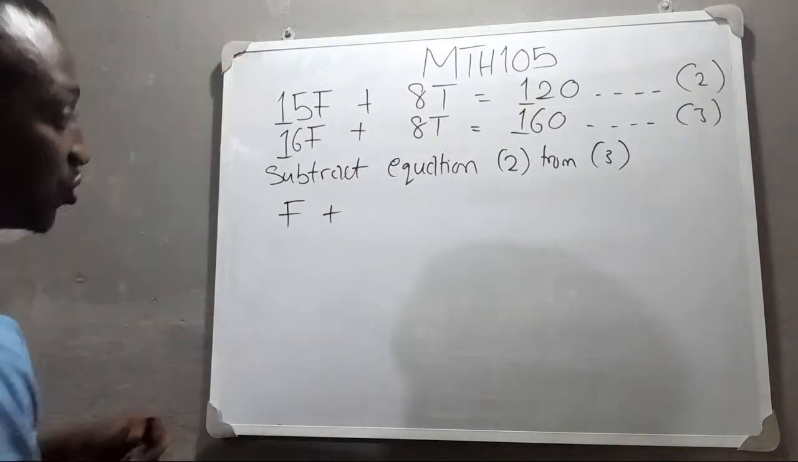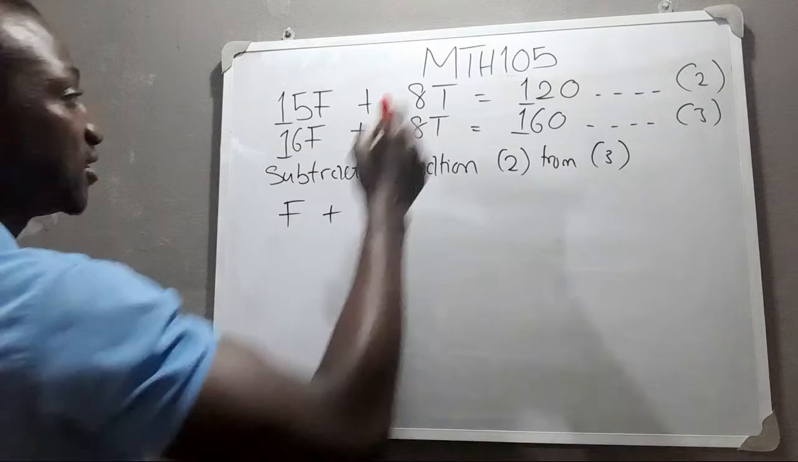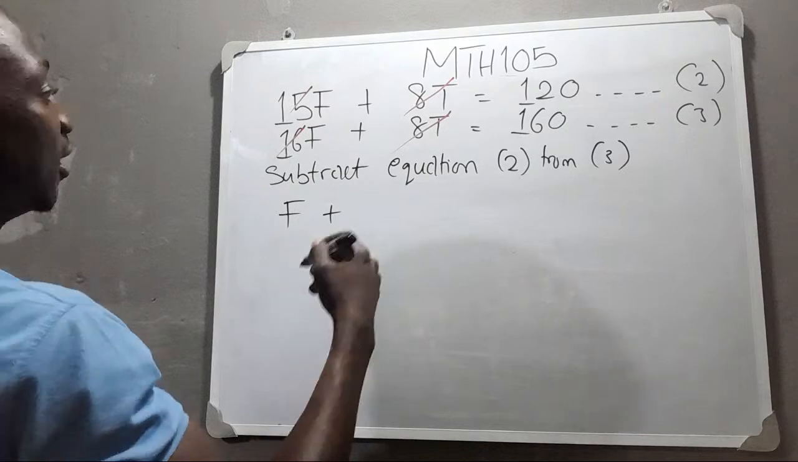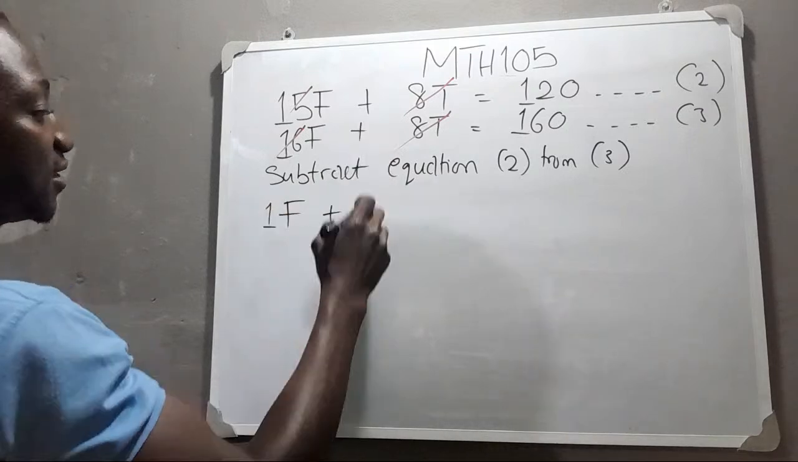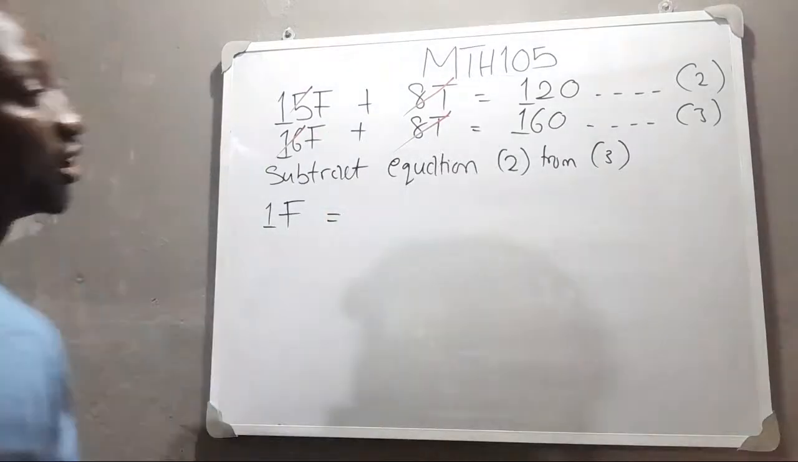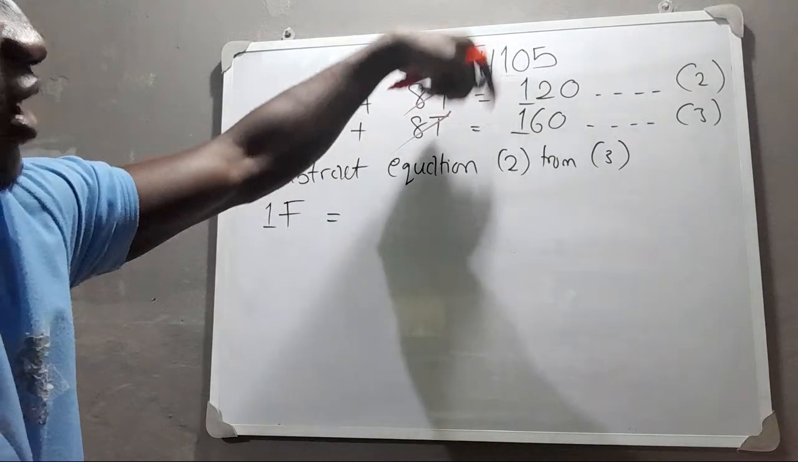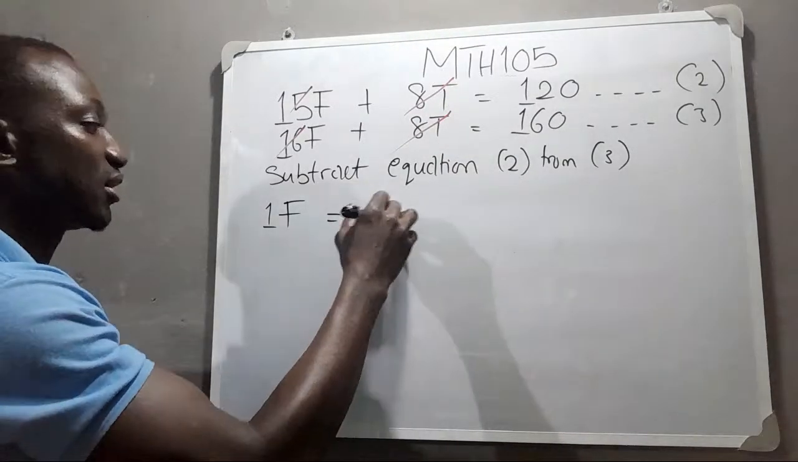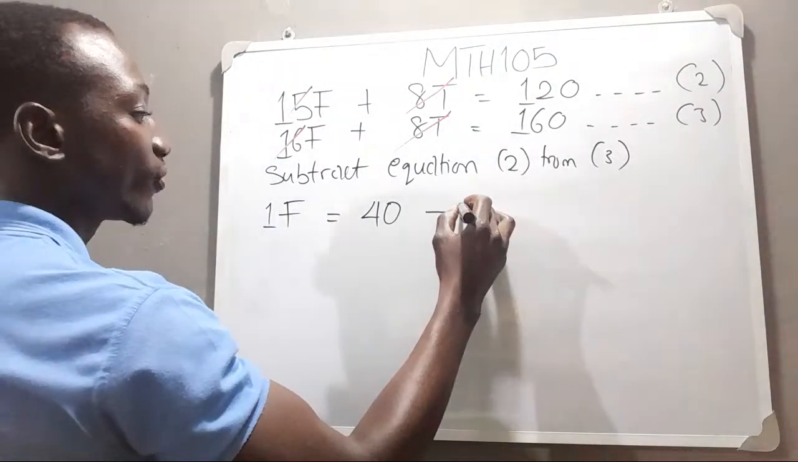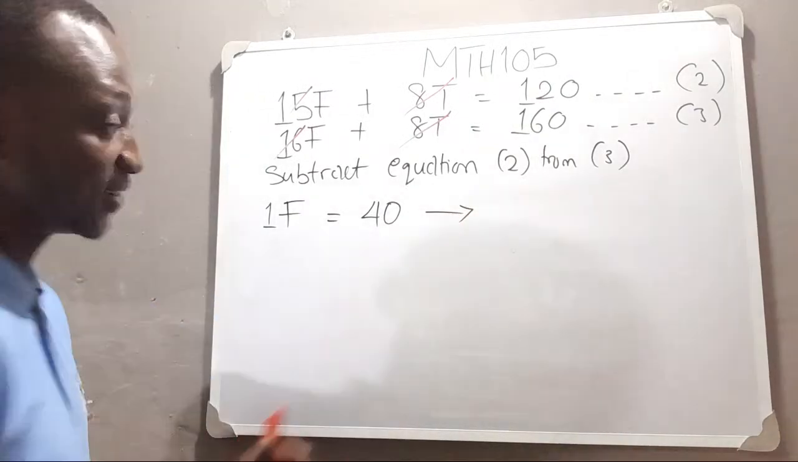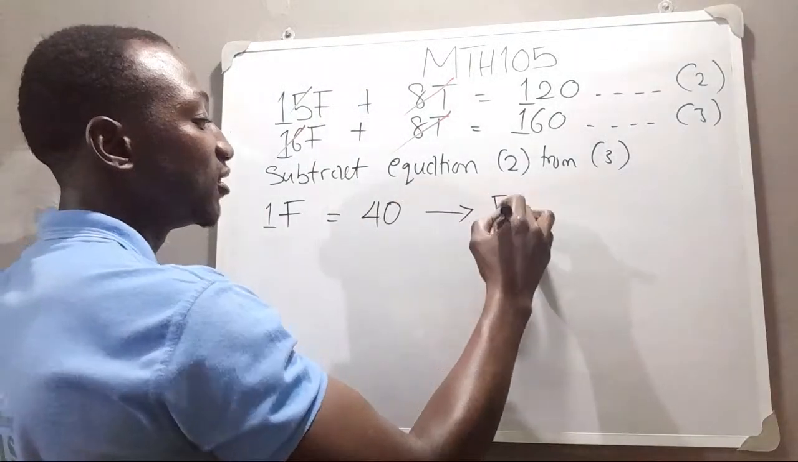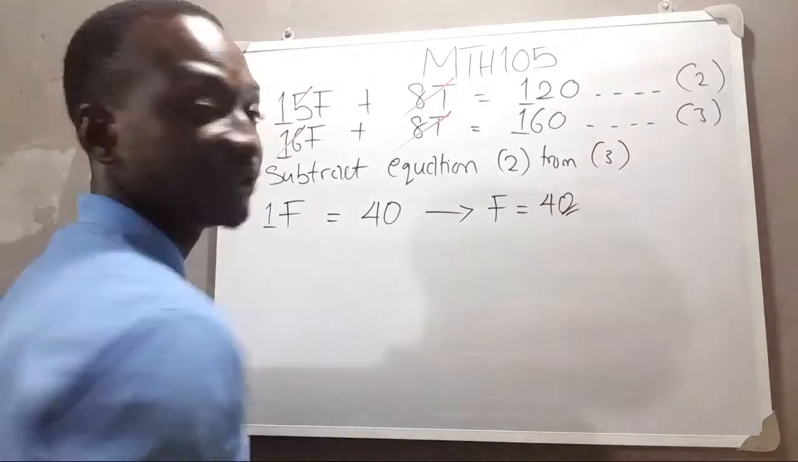So this one now gives us f. This one cancels this one. 8t cancels 8t. It is the same as 1f. So we have f equals, and we said remove all, this 100 gone, 160 minus 120, that's 40. So we can say, remember this sign in logic, this implies that f equals 40.